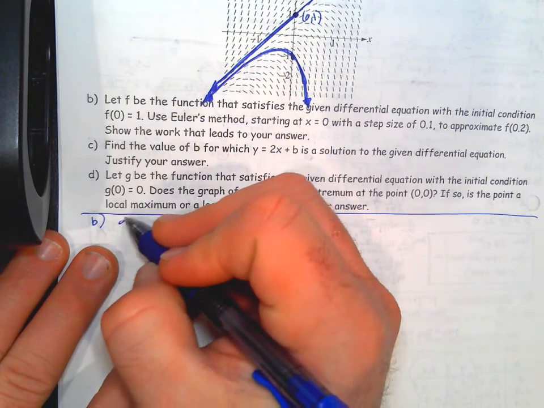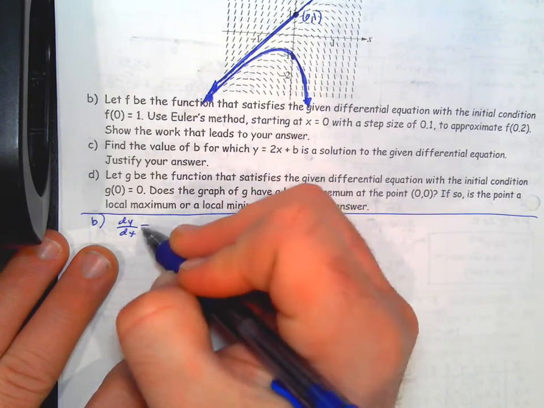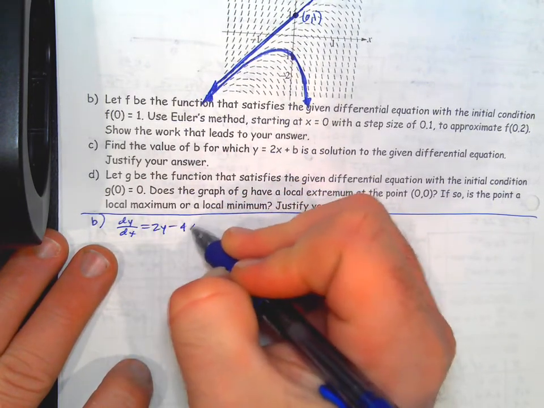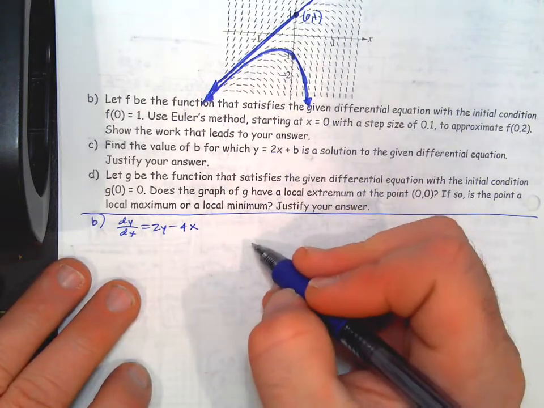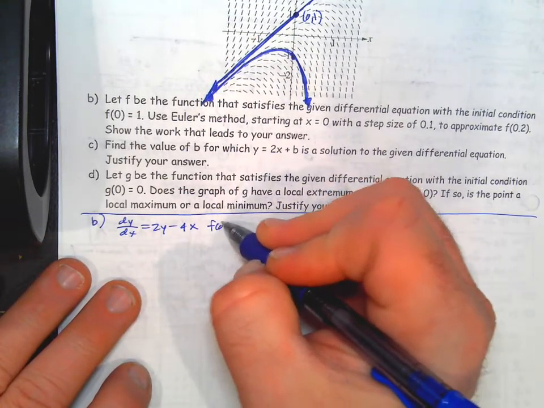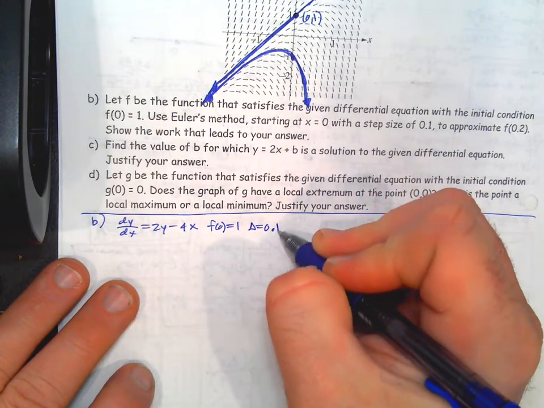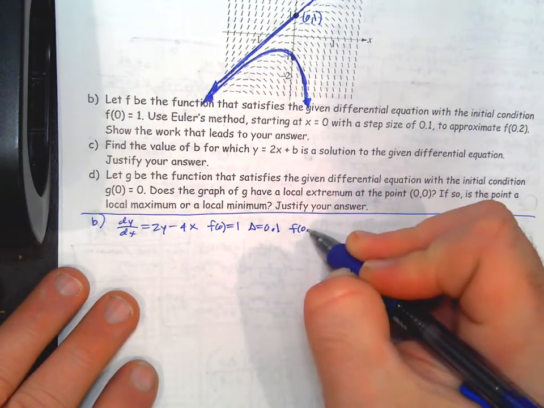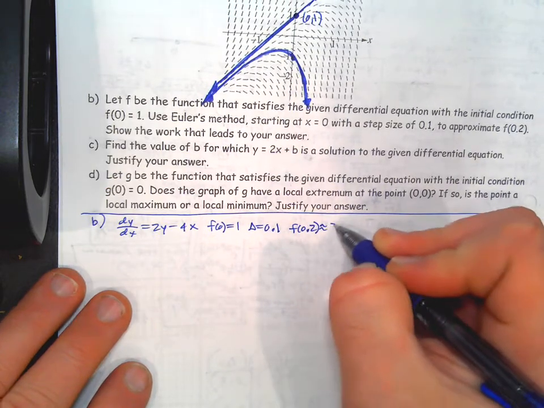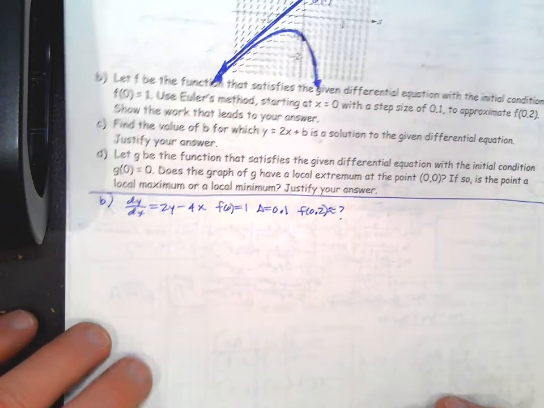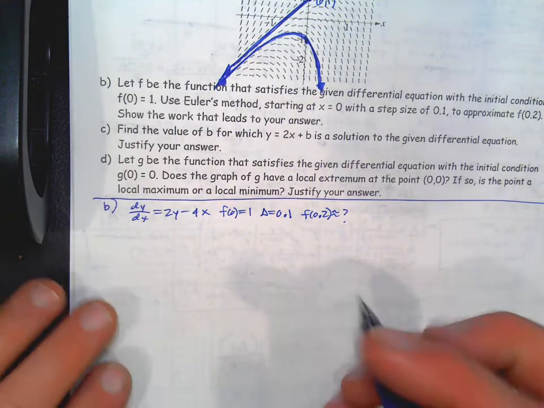So I'm just going to rewrite what we have. dy/dx equals 2y minus 4x, which is where we're going to get our slopes from. We're starting at f(0) equals 1 and delta x equals 0.1. And we want to get an approximation for f of 0.2. So that's the problem. I'm going to just do it the kind of old-fashioned way, all right?